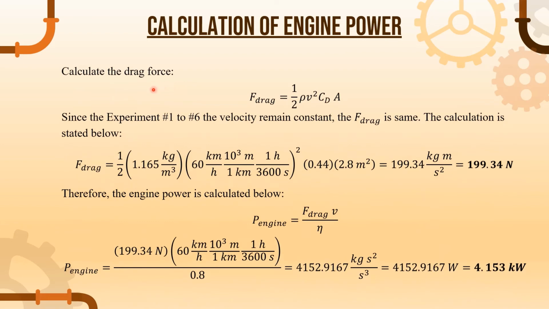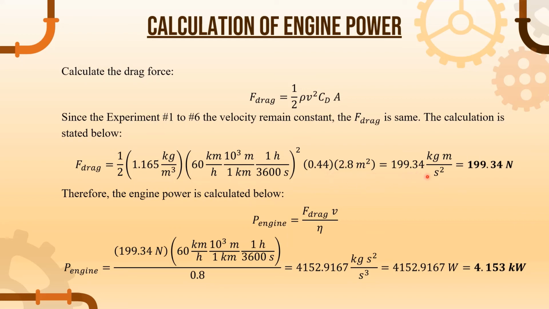Then first we can calculate the drag force. We can use this formula. From the experiment, we know that in experiments 1 to 6 the velocity remains constant, so the drag force is also the same. Then we can substitute the previous assumptions. This is the rho, this is the velocity from the experiment, this is the drag constant, and this one is the area. Then we can calculate the drag force, and the value is 199.34 Newton, or about 19.9 kilograms.